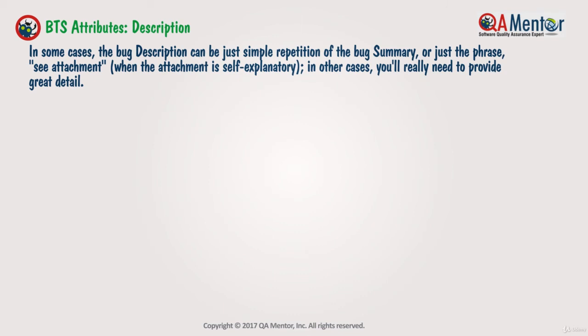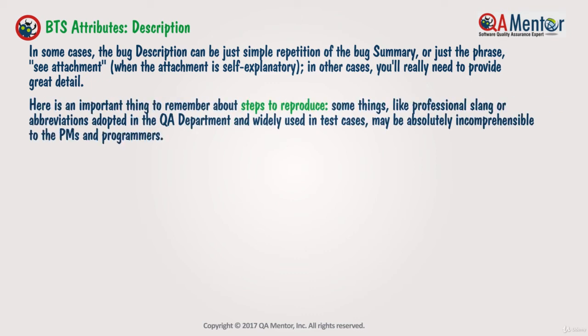In some cases, the bug description can be just a simple repetition of the bug summary or just the phrase "see attachment" when the attachment is self-explanatory. In other cases, you'll really need to provide great detail. Here is an important thing to remember about steps to reproduce. Some things like professional slang or abbreviations adopted in the QA department and widely used in test cases may be absolutely incomprehensible to the PMs and programmers.